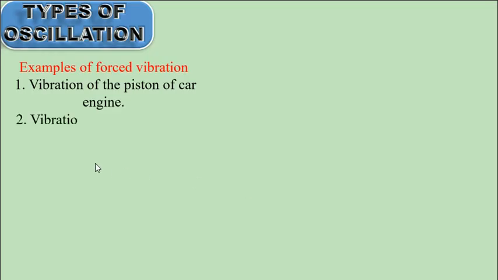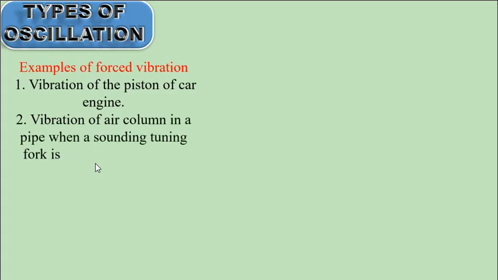Number two, vibration of air column in a pipe when a sounding tuning fork is placed over it. When you strike a tuning fork and place it over a pipe with water inside, and there is air over the water, you discover that the air will vibrate in resonance and produce a very loud sound. If you remove the sounding tuning fork, the sound would fade. That shows that the sound is coming as a result of the vibrating tuning fork.